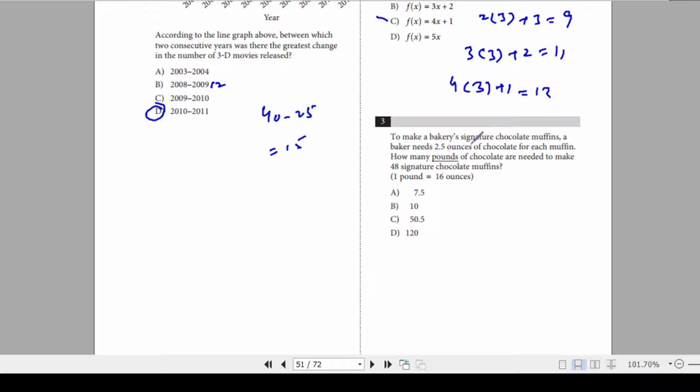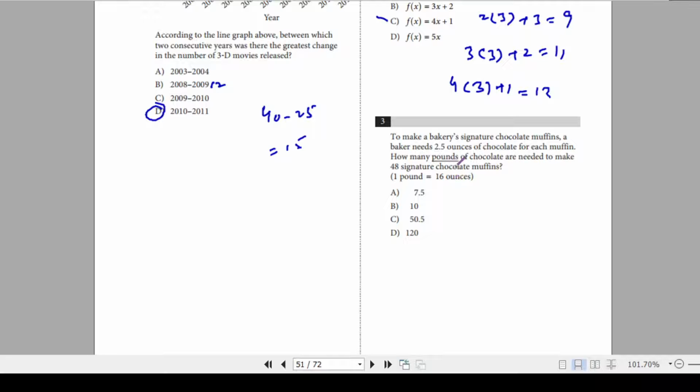To make a bakery's signature chocolate muffins, a baker needs 2.5 ounces of chocolate for each muffin. So one muffin needs 2.5 ounces of chocolate. How many pounds of chocolate are needed to make 48 signature chocolate muffins? So 1 pound is 16 ounces. It means we will get the answer in ounces, and in the end we will divide it by 16 to convert it into pounds. But that's what we need to do in the end.